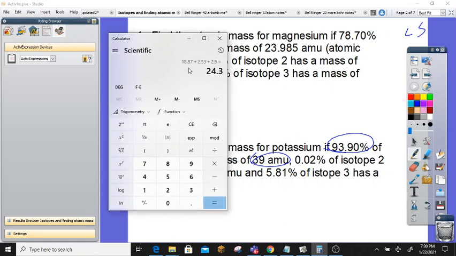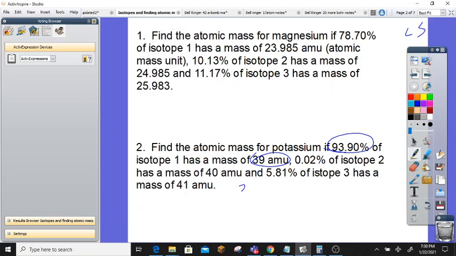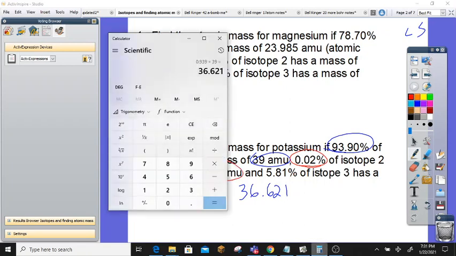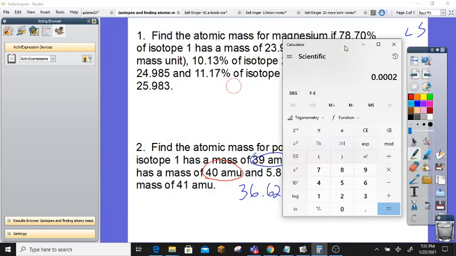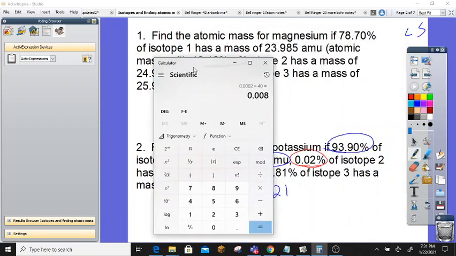So 0.9390 times 39, 36.6. Okay, let's do the next one. If we move the decimal over 2 times to the left, we should actually get 0.0002. The decimal was originally right there, but you always move the decimal over 2 times to the left, okay? And we multiply that by 40, times 40, 0.008.